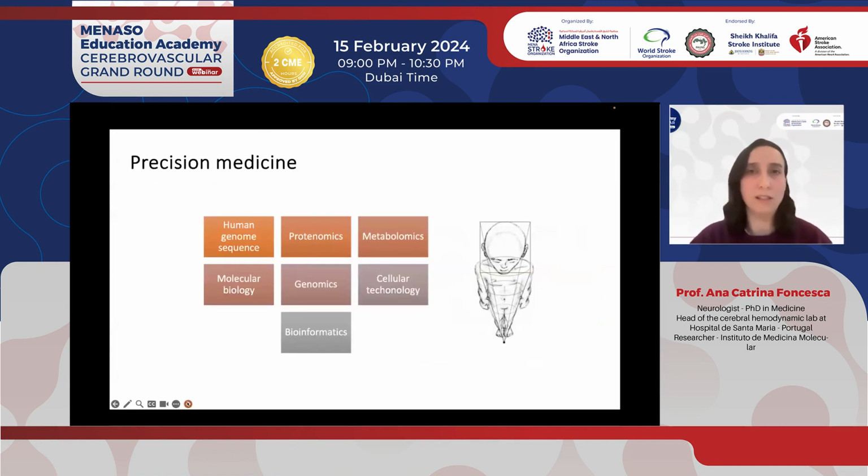And why are we doing this now? Because we already have some evidence-based medicine. We know which drugs are good to be used. We have good therapeutics. And now we have more knowledge that has come from human genome sequencing, from proteomics, metabolomics, molecular biology, genomics, cellular technology, and also from bioinformatics. And by using all of this knowledge, we can now start to use a precision medicine approach.